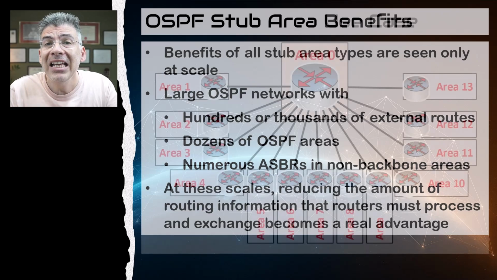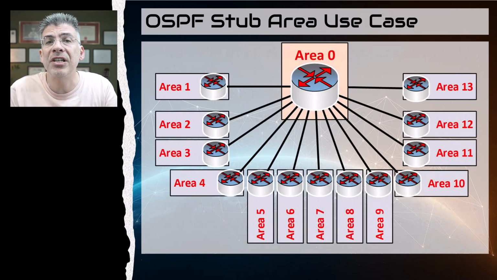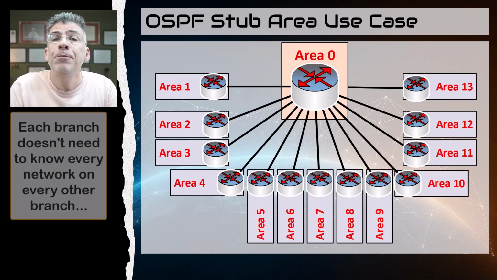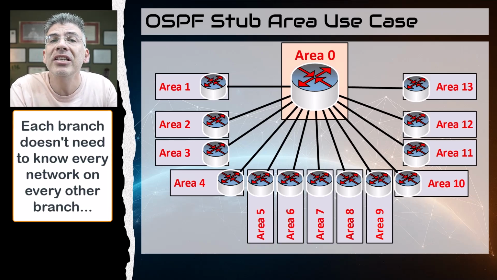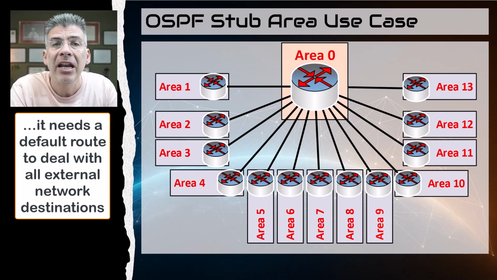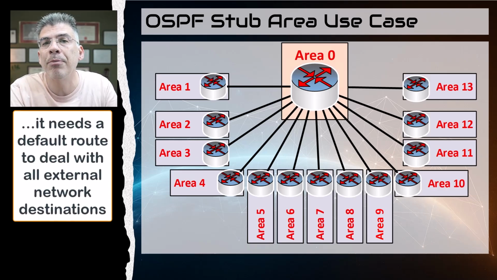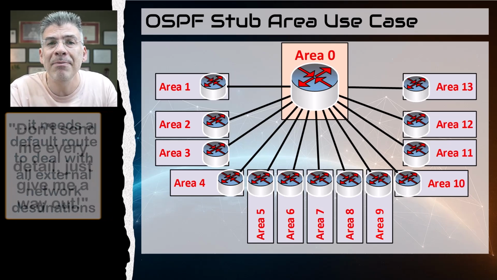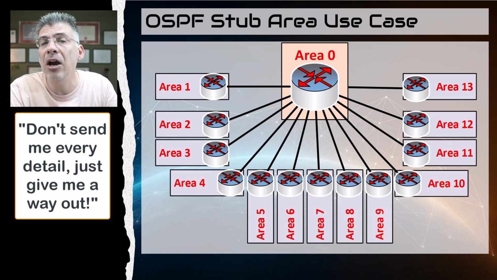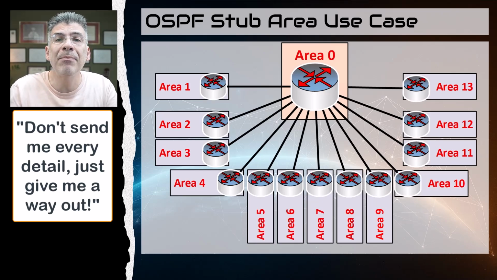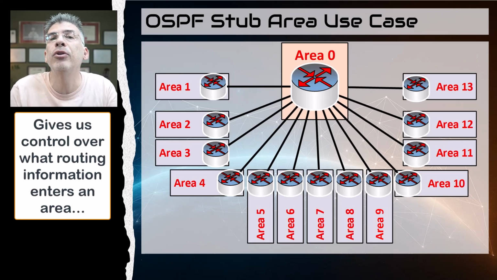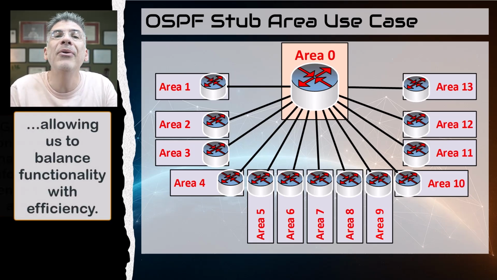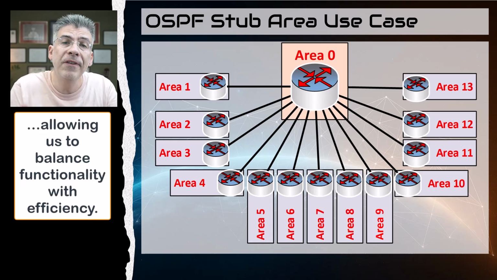For example, think of a network with dozens of branch offices where each branch office is assigned an OSPF area. Each branch doesn't need to know about every single external destination. It just needs a default path to the core, and that's exactly what a stub area provides. It says, don't send me every detail, just give me a way out. And that's where the different stub types come in. They offer fine-grained control over what kind of routing information enters an area, allowing us to balance functionality with efficiency.